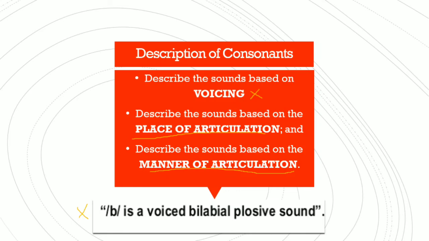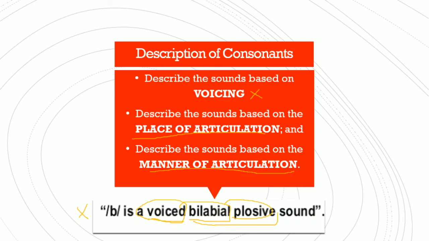For example, b is a voiced consonant. Remember that there is a vibration of the vocal cords. So b is a voiced consonant, and it's bilabial and a plosive sound. So b is a voiced bilabial plosive sound. Here you have the voicing characteristic, here the place of articulation, and here the manner of articulation. The order of these two I don't care about, but voicing is always at the beginning.